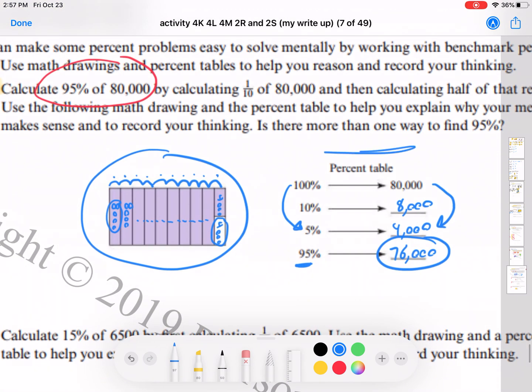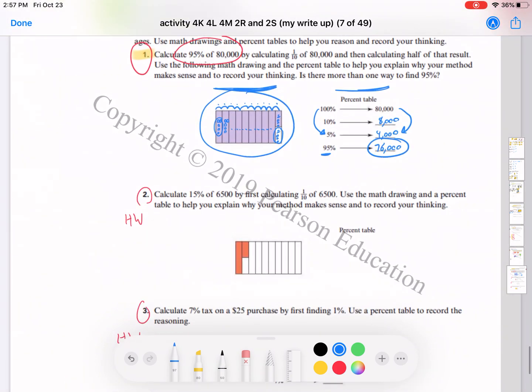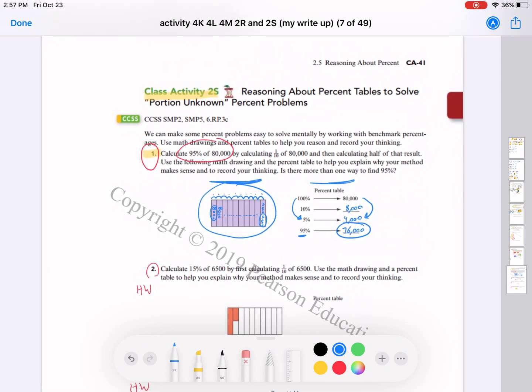So percent tables are helpful. Area models are helpful. Standard algorithms are also helpful, but they're not oftentimes the quickest. So that, I think, is it for this video.